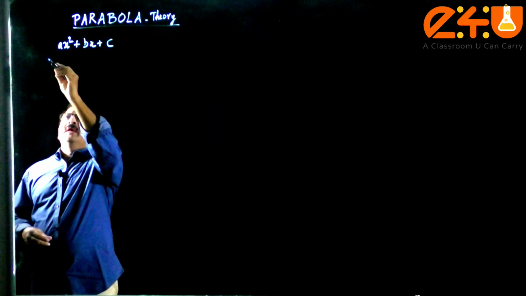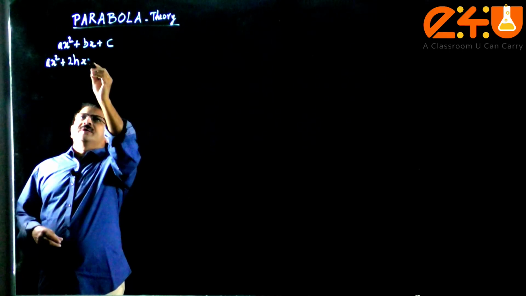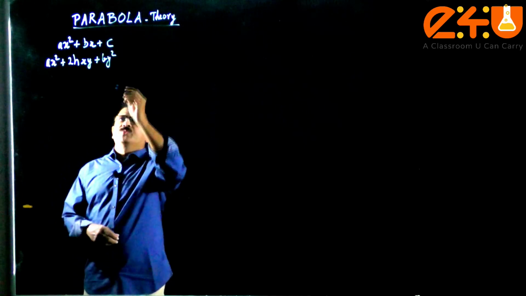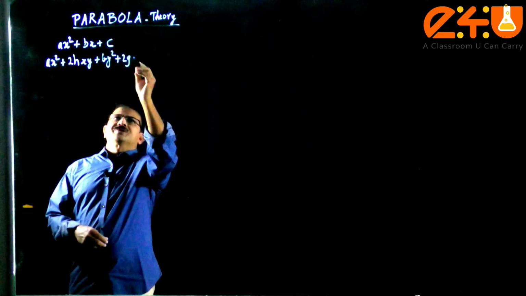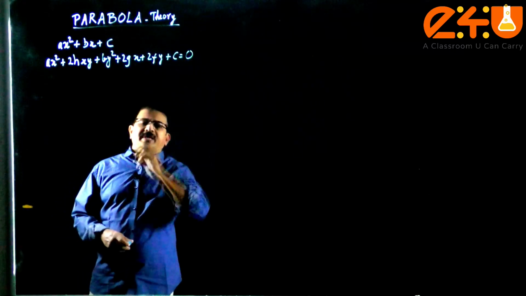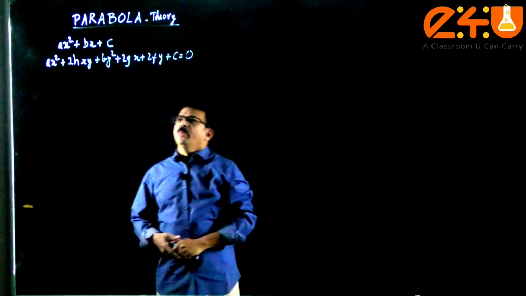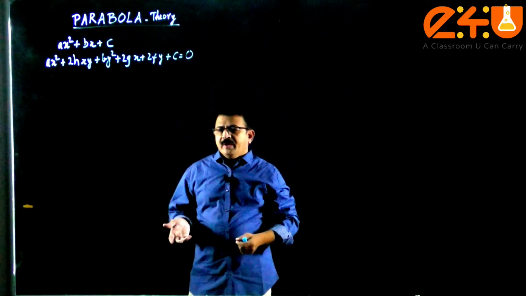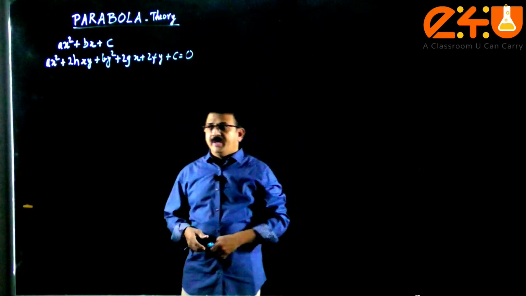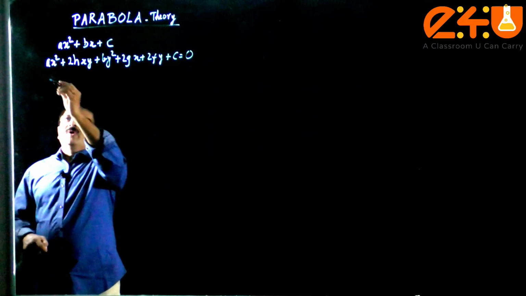Once again, let us go back to the very basic common second degree equation ax square plus 2hxy plus by square plus 2gx plus 2fy plus c equal to 0. This is a common second degree equation which can represent the pair of lines or circle or parabola or ellipse or hyperbola depending on different criteria. So, you should know the criterion for parabola.